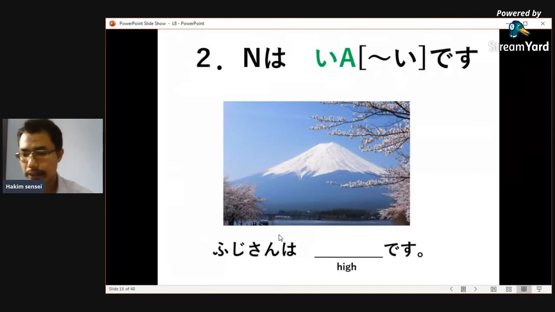Okay, for e adjective, it's much simpler compared to na adjective in terms of positive form. So if you want to say Fujisan is very high, the word high is actually takai. So simply put the word inside the sentence. It becomes Fujisan wa takai desu. No need to change anything. No need to delete or omit any character from the word. Just simply put takai. All right.